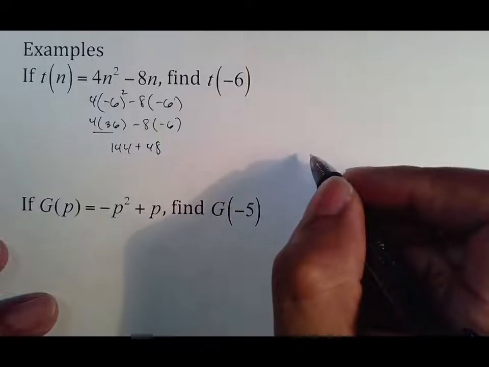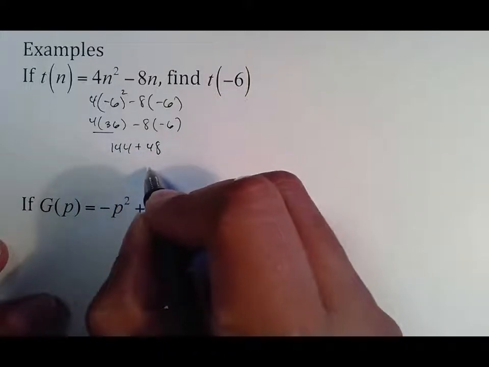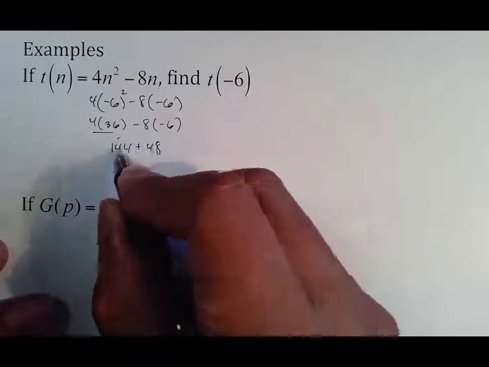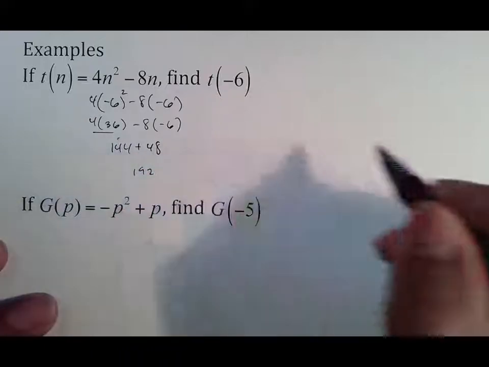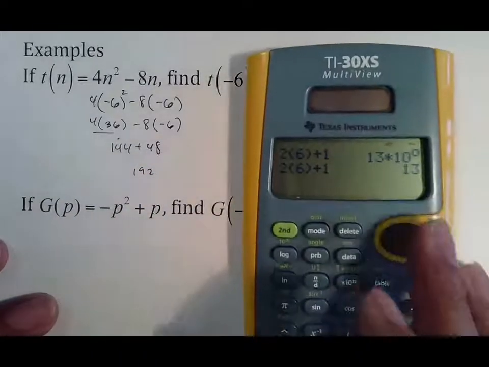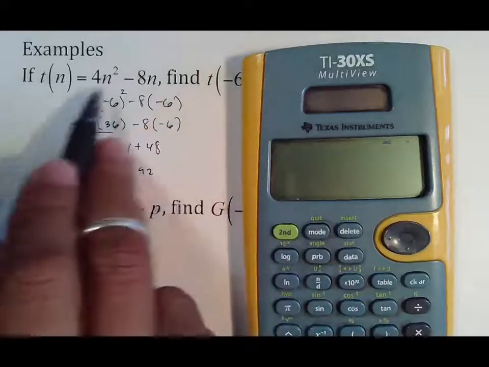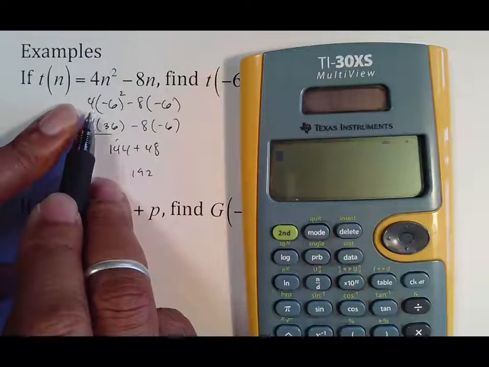And then I simply do the addition kind of in my head. 8 plus 4 is 12, carry the 1. 4 plus 4 is 8 plus 1 is 9. 192 should be it. Or again, you could simply type it in.